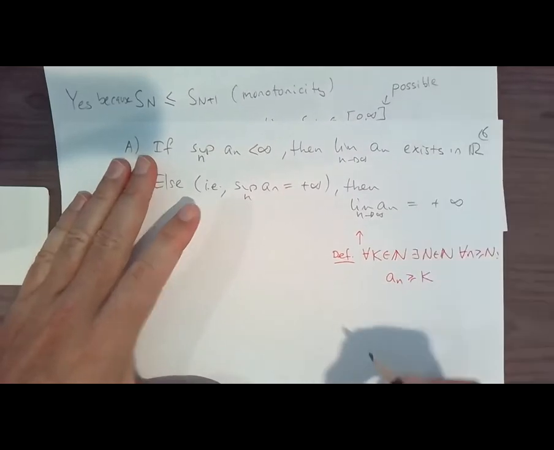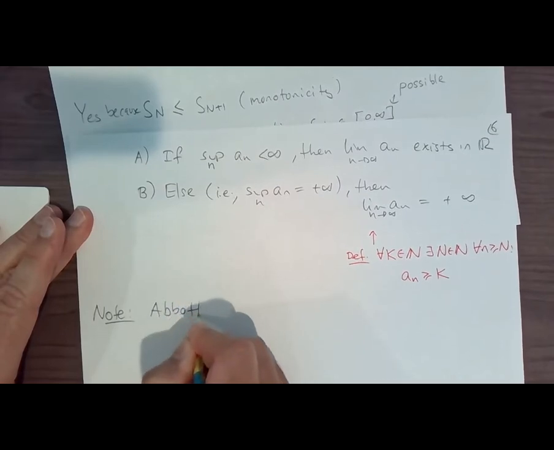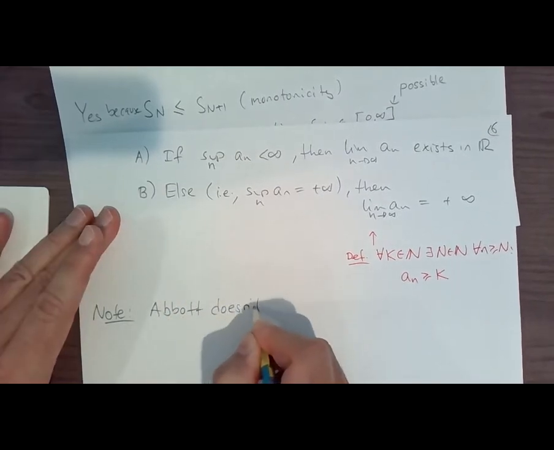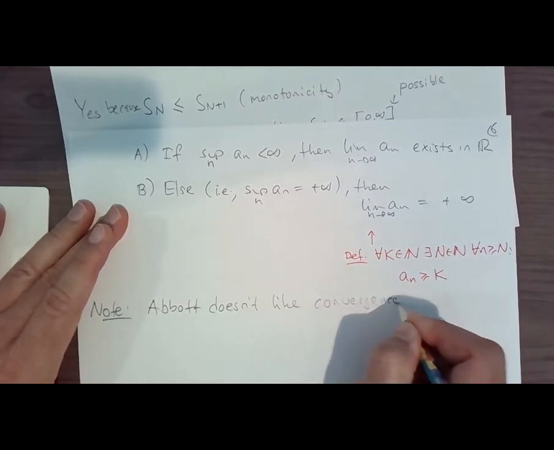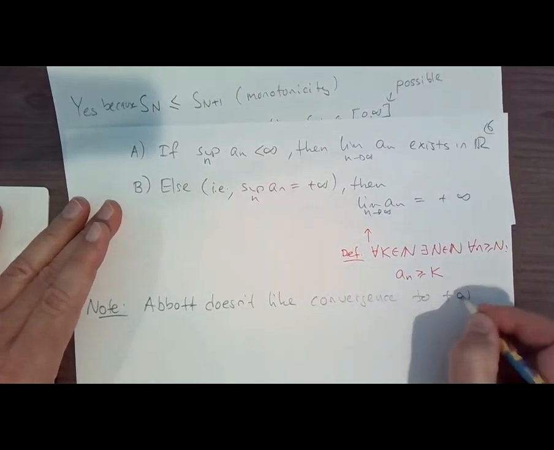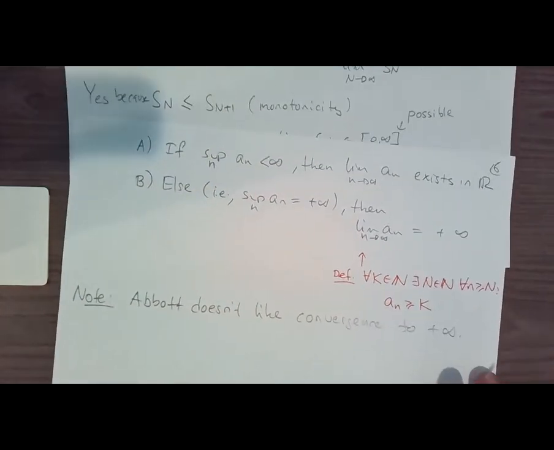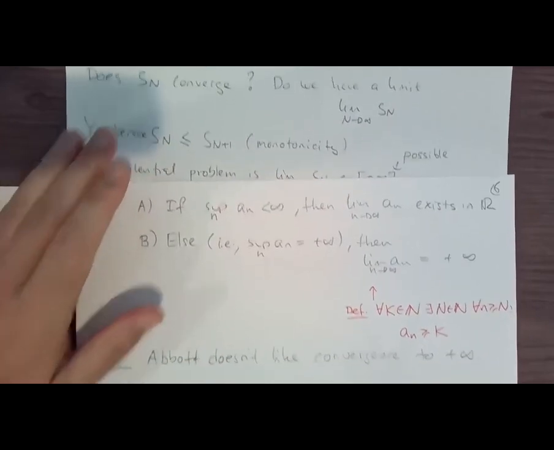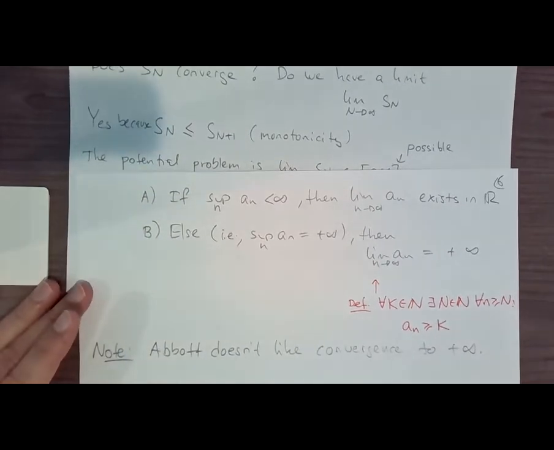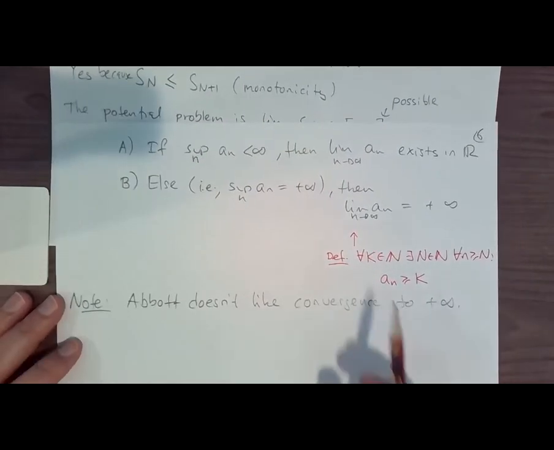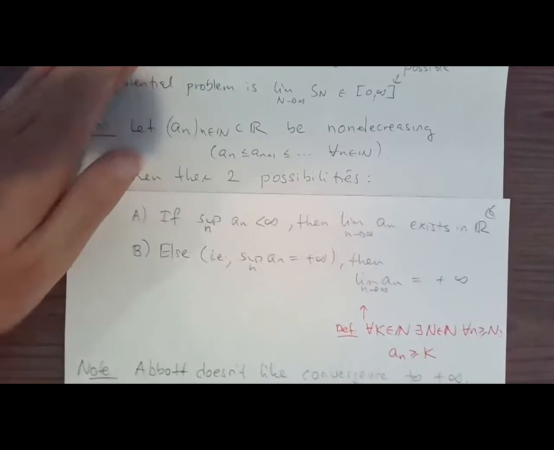Our textbook, I should just make a note here, Abbott, he doesn't like convergence to plus infinity. He doesn't talk about it at all. This is a great shame because it comes up, and there's nothing wrong with converging to plus infinity. So for us, in this course, we are allowed to converge to plus infinity, and the definition is this one. So what do we have here?